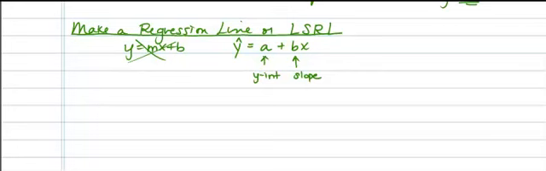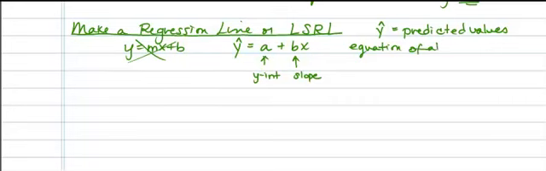But all this means is this, and remember, the y hat is your predicted value. And the equation is basically the equation of all the predicted values. That's why we're using that y hat over here. Now for stats, to calculate the slope, we use b.